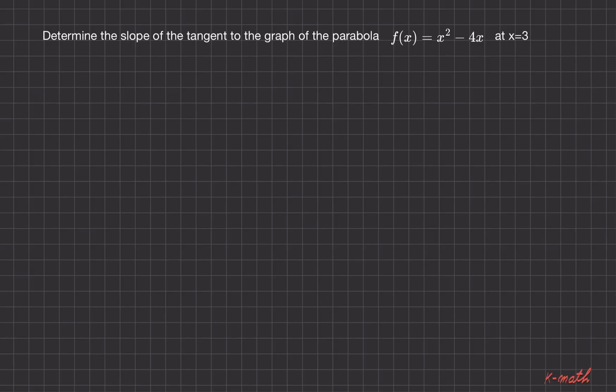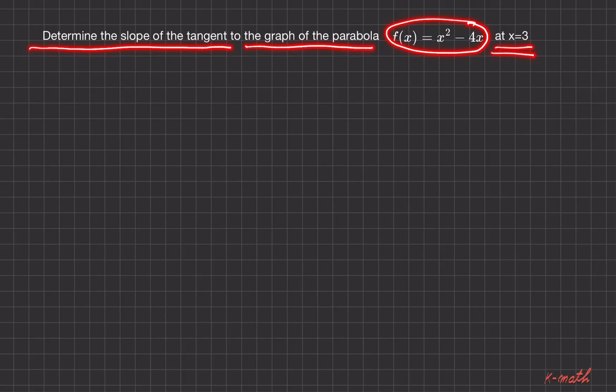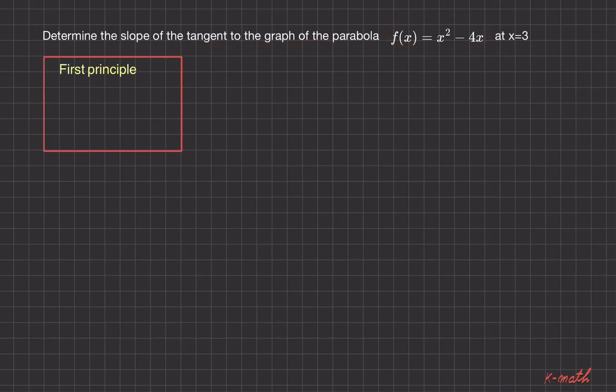So, here's the question. Determine the slope of the tangent to the graph of the parabola f of x equals x squared minus 4x at x equals 3. We are going to use the first principle to find the slope of the tangent at x equals 3. Let's recall the first principle. Limit as h approaches 0, f of a plus h minus f of a over h. It means the slope of the tangent, which is f prime a.